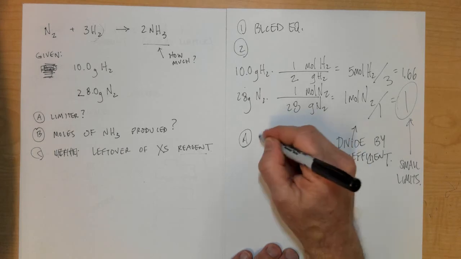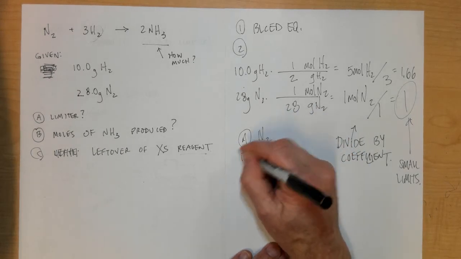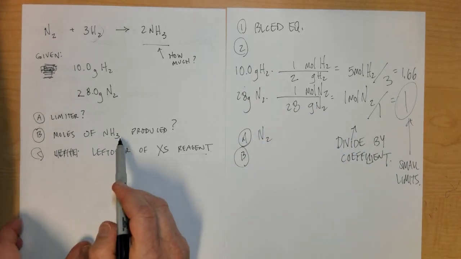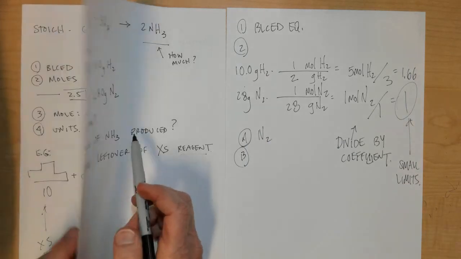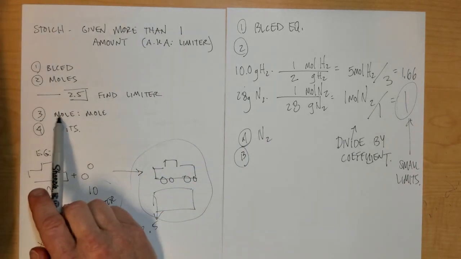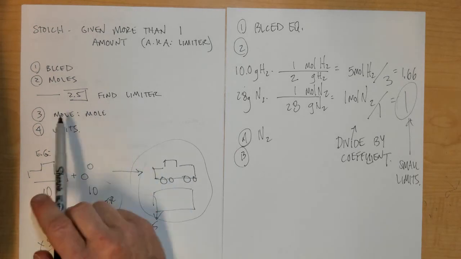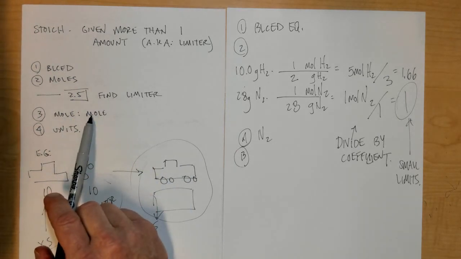The answer to A, my limiter is nitrogen. Now let's answer letter B, which says how many moles of NH3 are produced. If I'm looking at my steps, I'm at step 3 right here because I found my limiter. What is the mole to mole ratio?